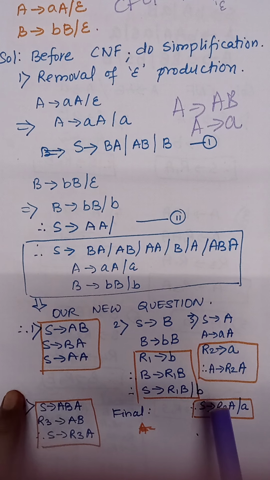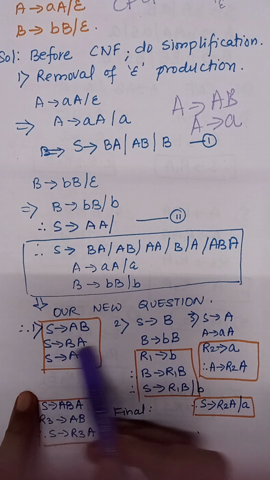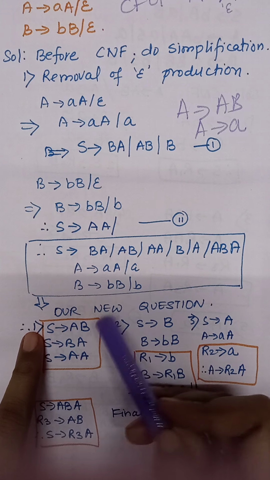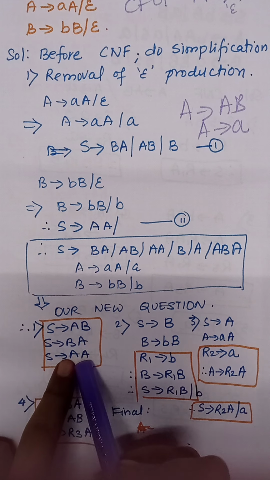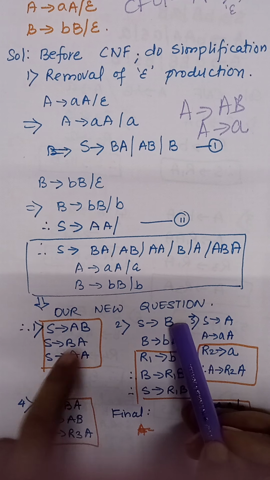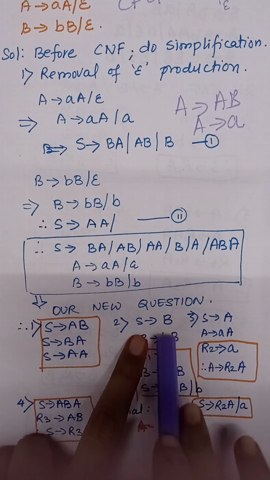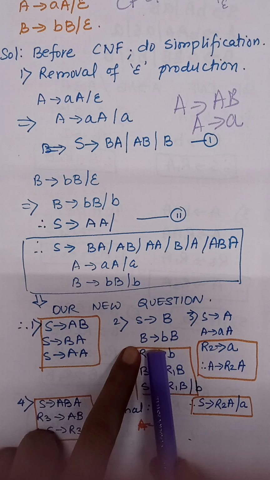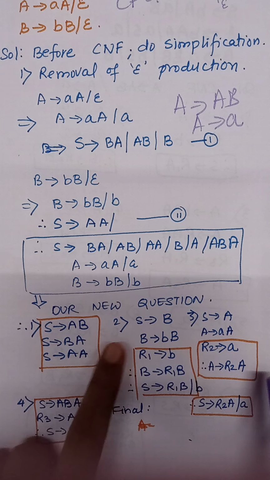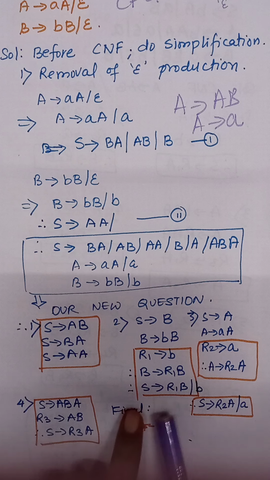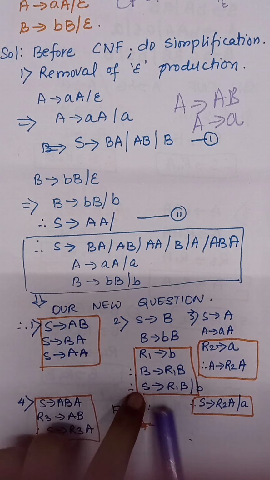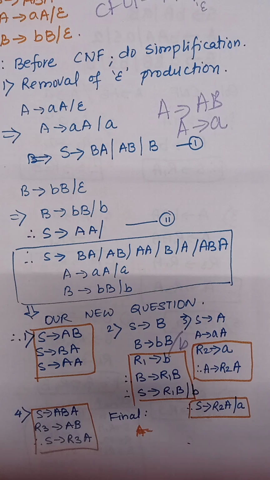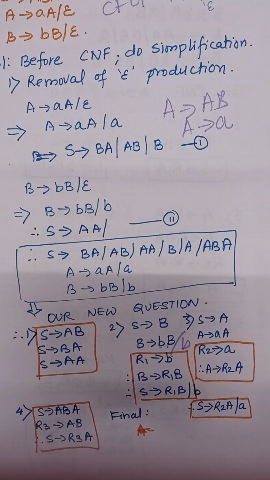BA is already in the CNF format. AB is already in the CNF format, AA is already in the CNF format. The next one is S producing B, which is not in the CNF format. So what is B producing? B is producing BB or b. So S is producing BB and here b. Now this BB is not in the CNF format.